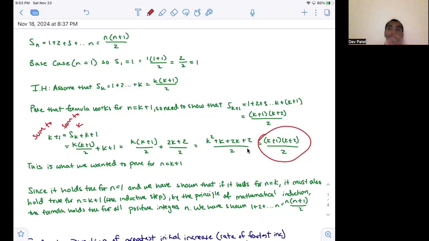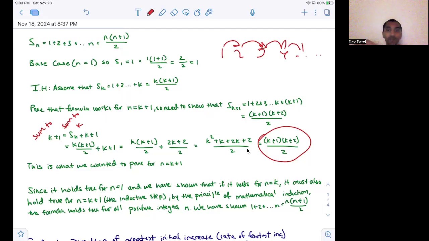Well, then, because we've shown that and the base case, right, we can simply extend out the base case. So if it holds true for 1, we know it holds true for 2. Then we know it holds true for 3, 4, and so on. And so this is what we wanted to prove. Since it holds true for n equals 1, and since we have shown that it holds true for n equals k, it must also hold true for n equals k plus 1.